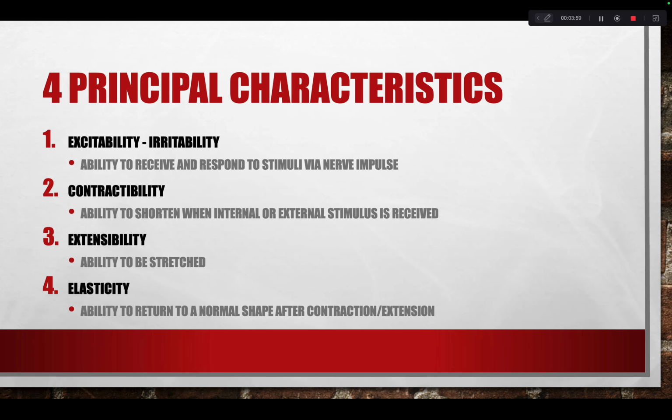Right, we have 4 principal characteristics of muscles. One would be your excitability or your irritability. What this means is this is the ability to receive and respond to a stimulus or stimuli via the nerve impulse. All right. Think about when you're excited, you're feeling fired up. Muscles have that characteristic. All right. Receives a nerve impulse so that it can carry out a function.